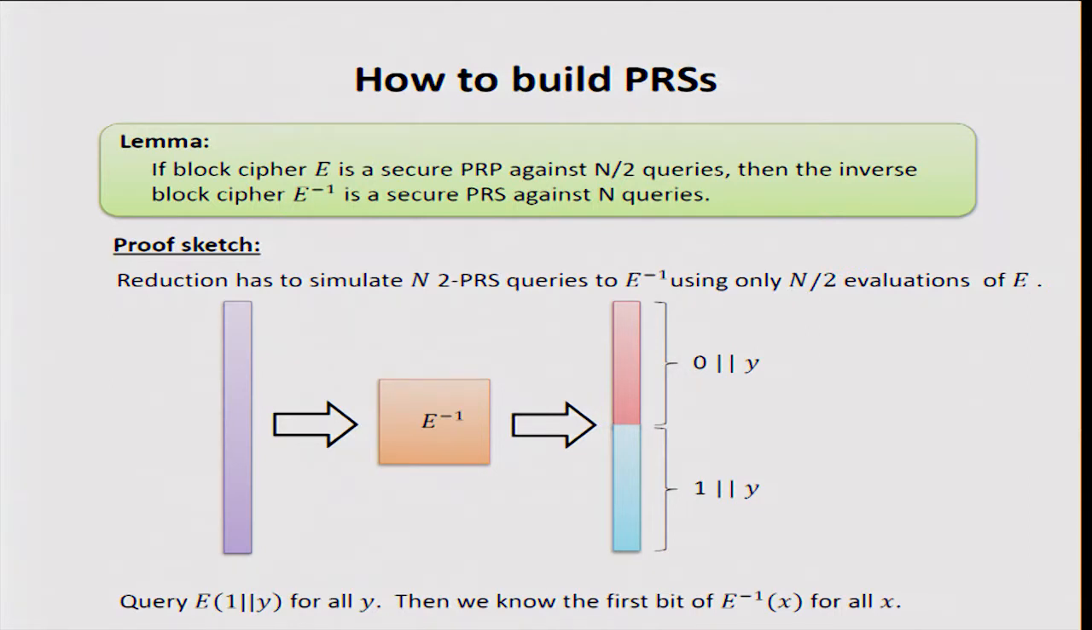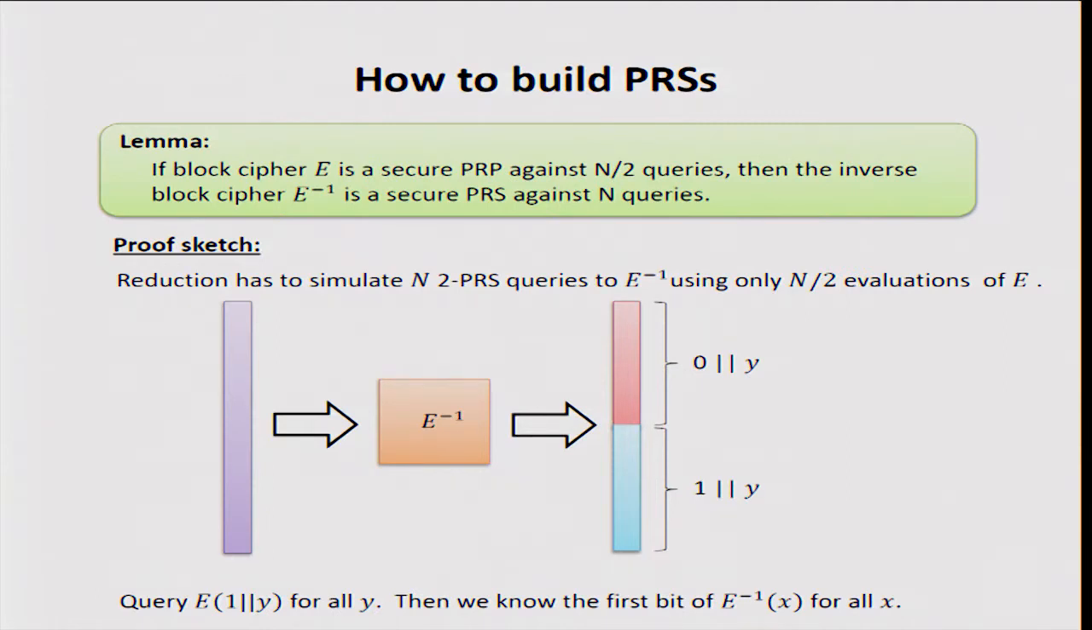You can sketch the proof briefly here. The reduction has to simulate all n 2PRS queries here, but it can only use n/2 evaluations of the block cipher E. And those evaluations are going right to left in this picture. So what you do is pick all the blue points down there at the bottom, all the points starting with a 1. You send them right to left through the block cipher, and you learn all the points on the left that are mapped to the bottom half. Okay, and if you know that, then you also know that the other points must be mapped to the top half. So now you know all n points, the first bit of the result if you send them left to right through the inverse block cipher. Okay, so if you have that information, you have enough to answer these PRS queries.